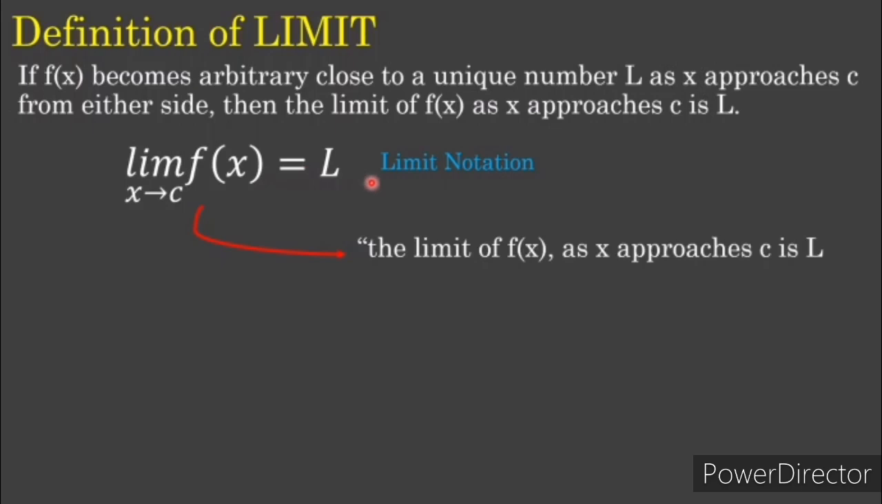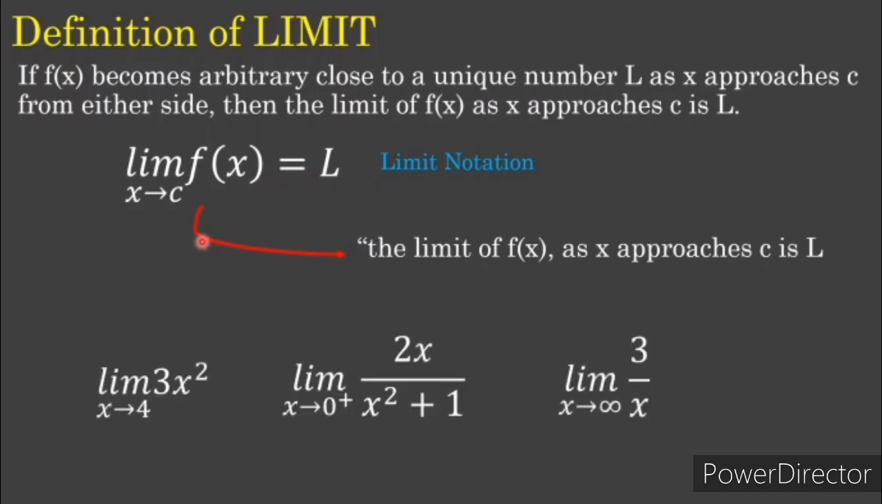Okay. So, sa video na to magkakaroon tayo ng tatlong examples or hanggang sa next video natin kasi part 1 pa lang ito. So, basahin natin yung mga tatlong given natin. So, the limit of 3x squared as x approaches to 4. The limit of 2x over x squared plus 1 as x approaches to 0 to the right. The limit of 3 over x as x approaches to infinity. Okay. So, sounds intimidating yung ating mga given or even yung ating limit notation kasi parang komplikado siya.